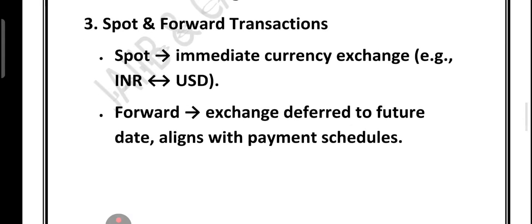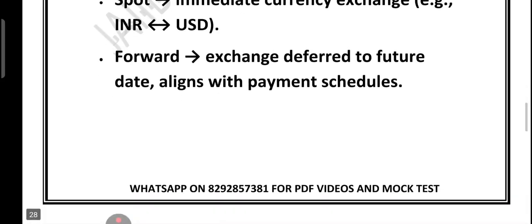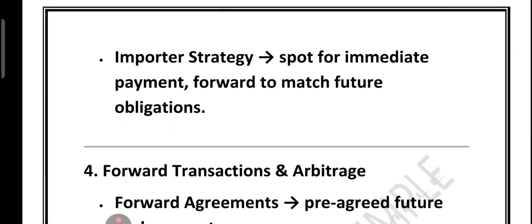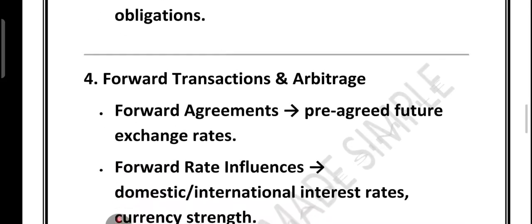If you look at spot and forward transactions, what happens? In a spot transaction, currency is exchanged immediately. In a forward transaction, the currency exchange is deferred to a future date to align with the payment schedule. Now, what is the importer strategy? They use spot for immediate payment and they use forward contracts to plan for future obligations.